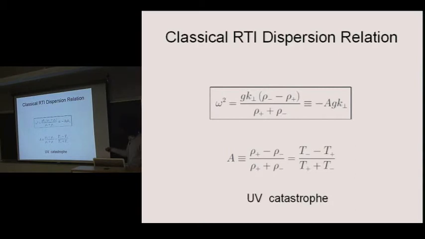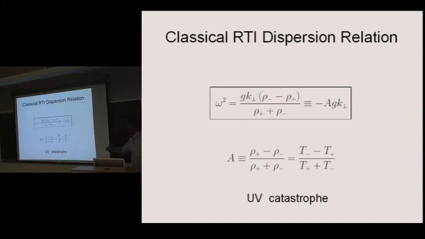So there are a couple of things to note. One is that omega squared is negative when A is positive. A is called the Atwood number. It is proportional to the density difference across the interface. So if the density above the interface is greater than the density below the interface, then the Atwood number is positive, and you get an unstable contact discontinuity.